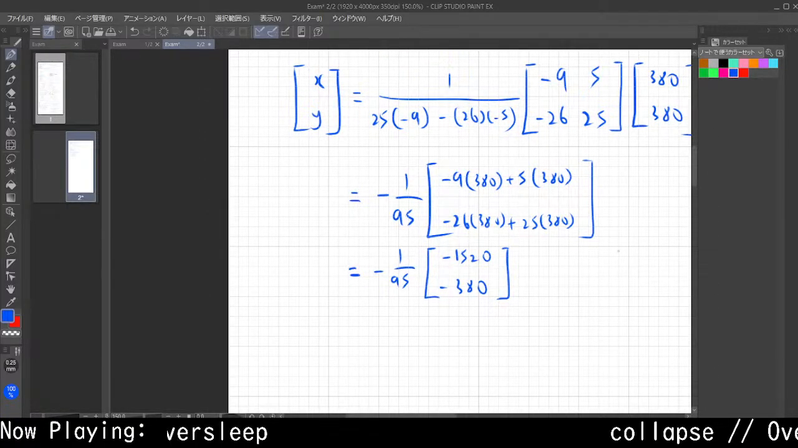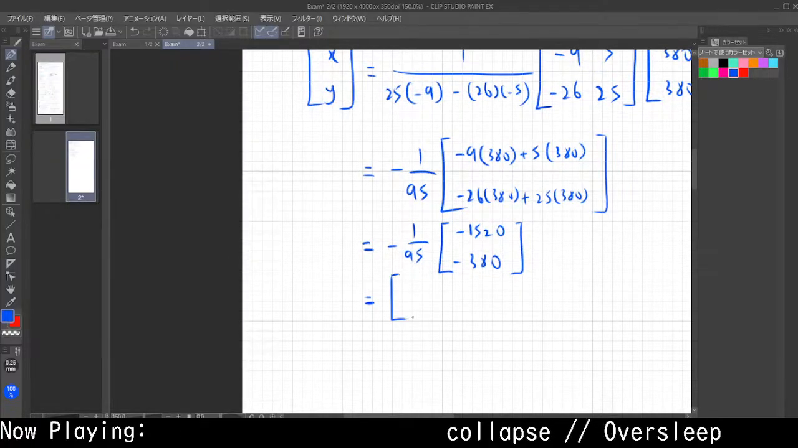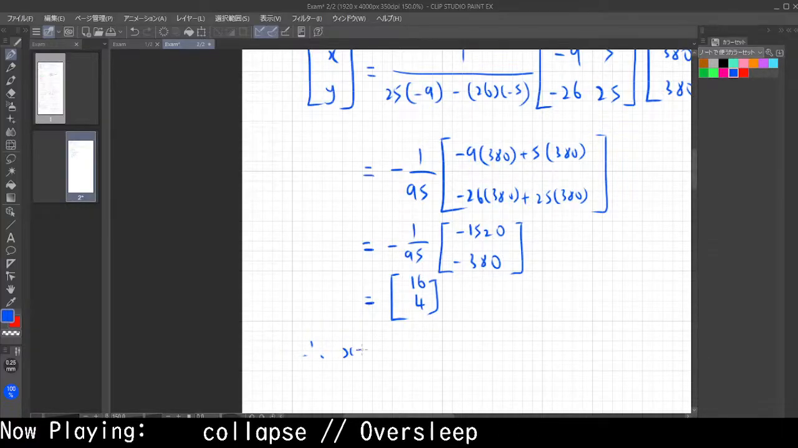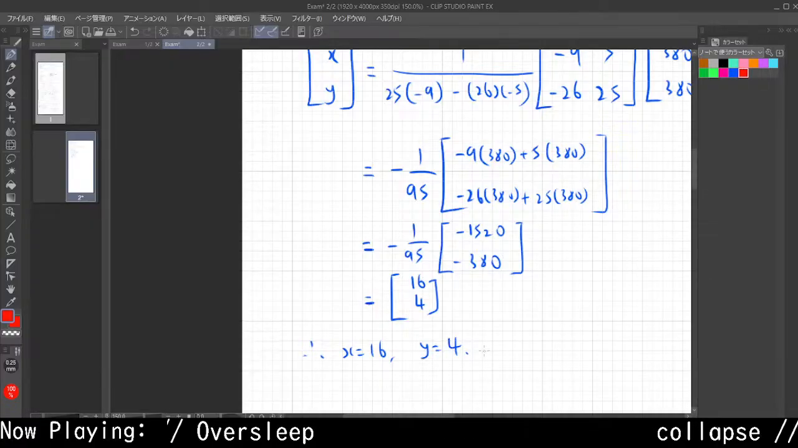Then you just multiply the determinant inside. So you just divide both by negative 95. After you divide, you should be able to get 16 and 4. Therefore, x is equal to 16 marks, y equal to 4 marks. So this is your answer.